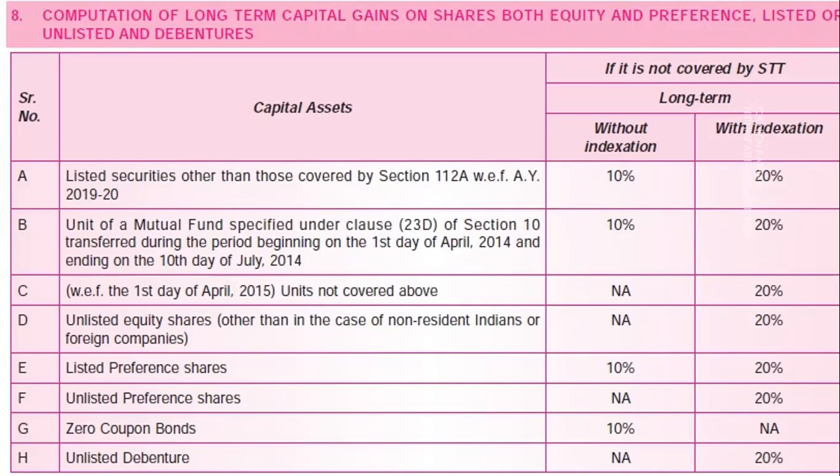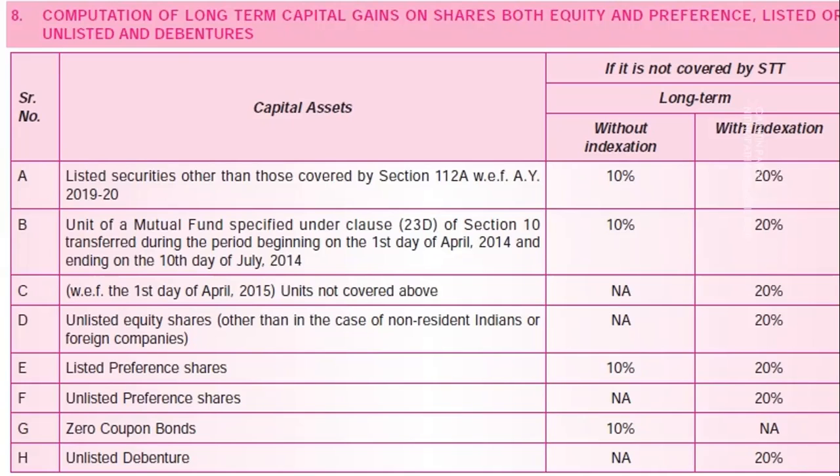Units of mutual funds specified in section 23, during the period beginning, I am not considering. Units not covered above: I have sold my mutual fund without going through the exchange. I sold to my friend, not paying STT. Same rule, without indexation 10%, with indexation 20%.